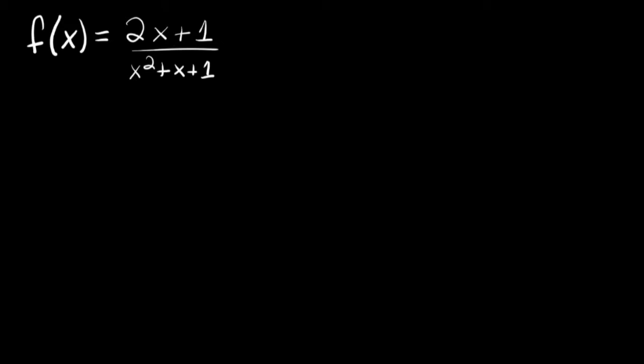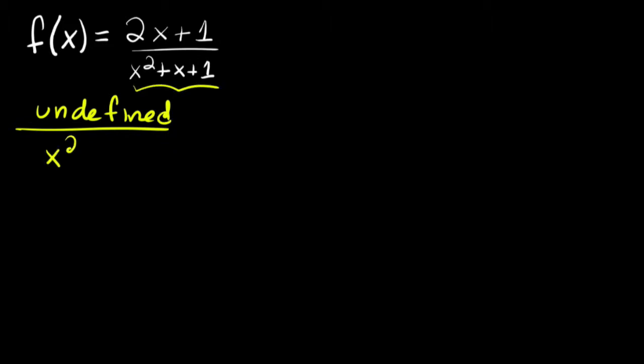Okay, so we want to find where this function is undefined and where it does not exist. Sorry, where it's equal to 0. So the first thing we're going to do, let's do undefined first. So we know that it's undefined when this guy, x squared plus x plus 1, is equal to 0.